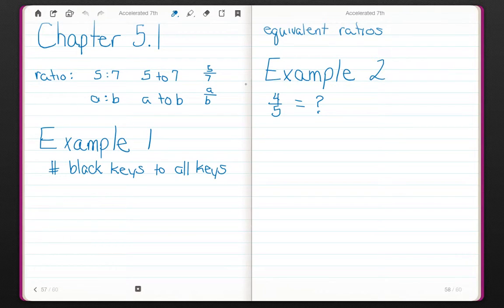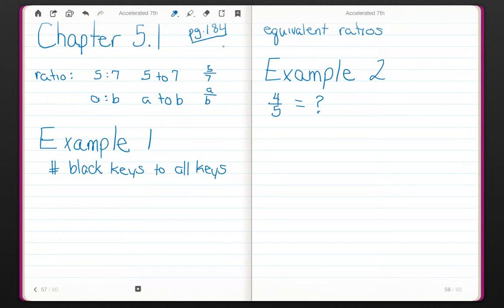Today we're going to be working on chapter 5.1, ratios. This is on page 184 in your book, and I'm going to ask you to quickly turn to that because there's a picture that I'm going to reference here in example 1.